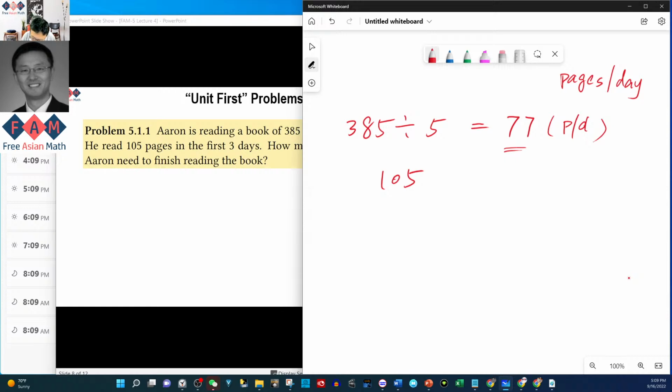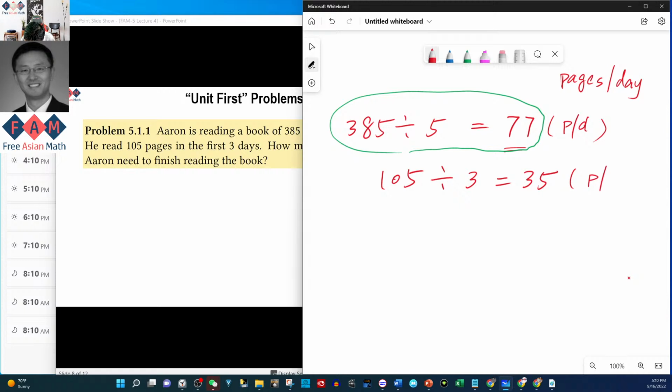But the problem already told you that Aaron could read 105 pages in 3 days. So this will give you the actual pace. So the first one is just imaginary, hypothetical, not something real, just to give you the concept. But the second one is the real thing.